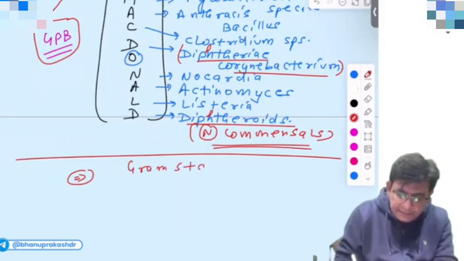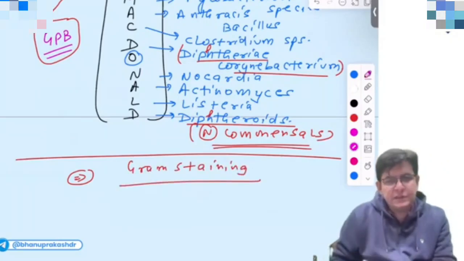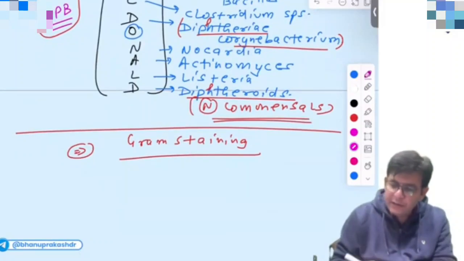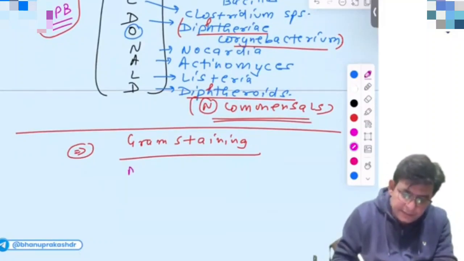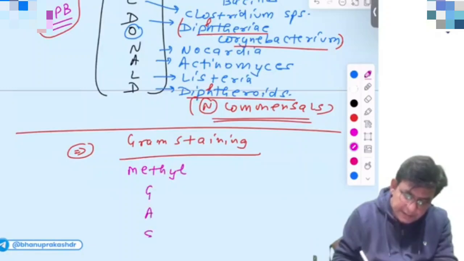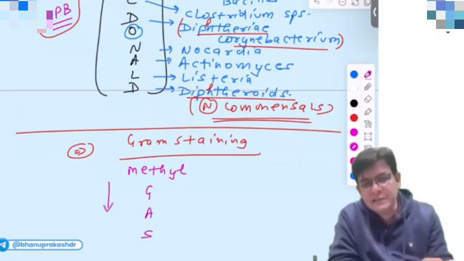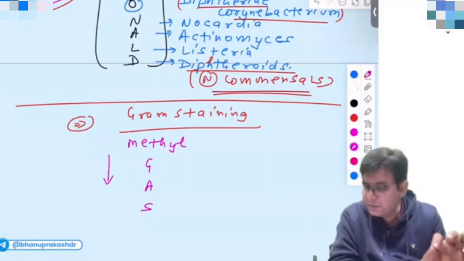The favorite of examiners, the gram staining. In your colleges, you must have done the gram staining and all. If not done, remember this particular methyl gas. Sequence is important because they keep on asking the sequence.